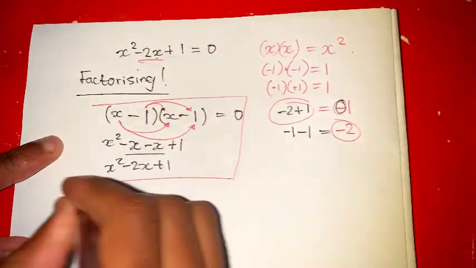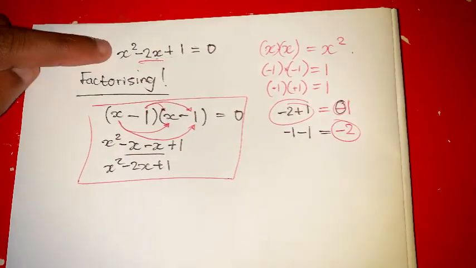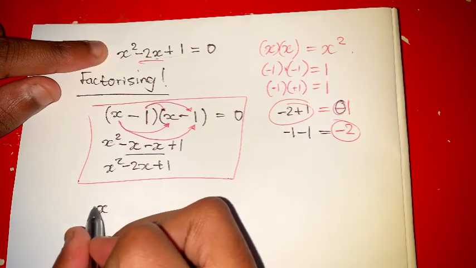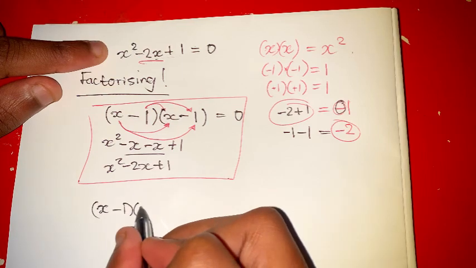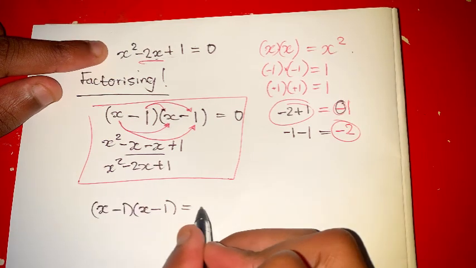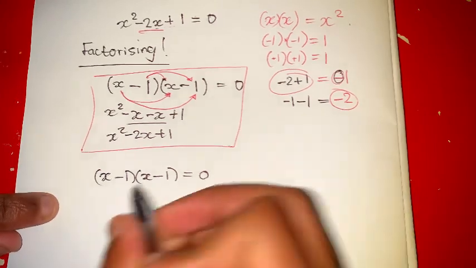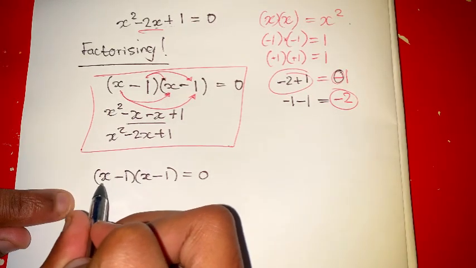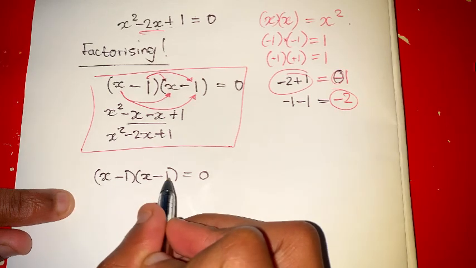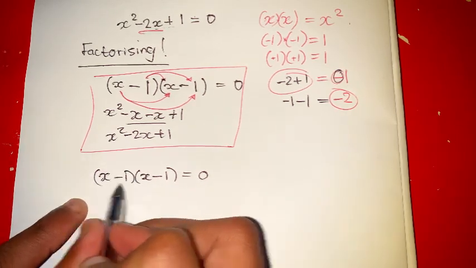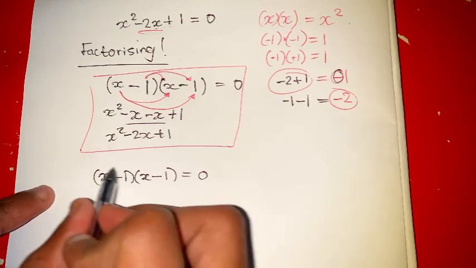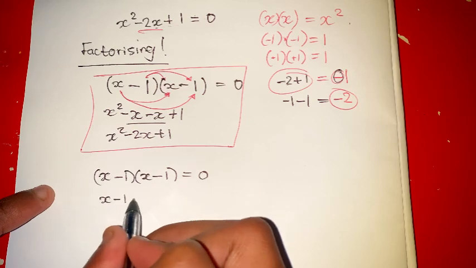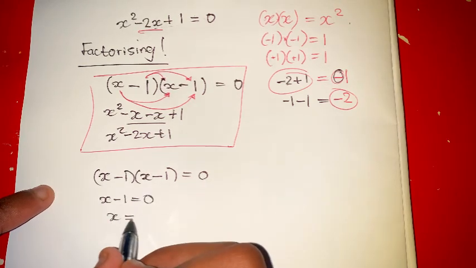So this is valid. Solving this equation, the first thing you'd need to do is factorize: x minus 1 equals 0. Then you will continue. Because it's -1 and -1, once you have it in this form, you can just take the bracket and equate it to 0. x minus 1 equals 0, x is equal to 1.